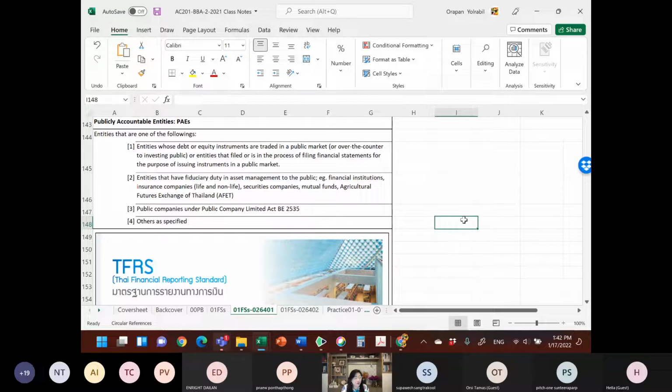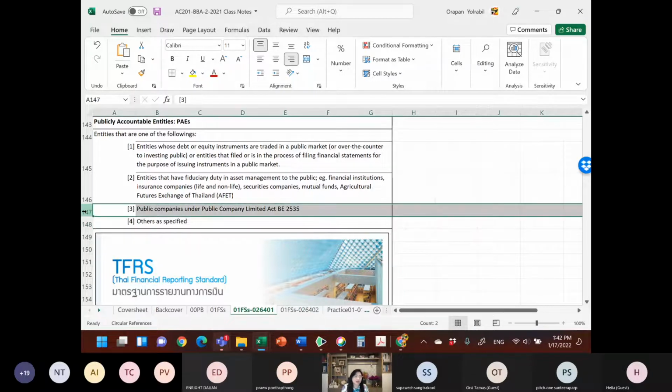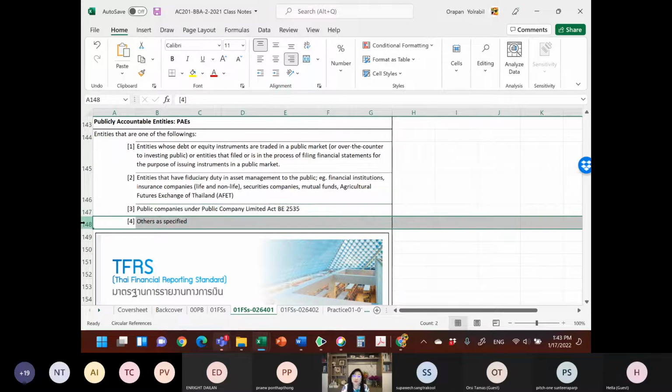PAE as well. So all the banks are PAE, and also the companies registered under the Public Company Limited Act, BE 2535. And maybe there are some others, types of entities specified by the law, right? So this kind of opens the room for new additions later on. So if you are PAEs, then you have to comply with the TFRS for PAEs.